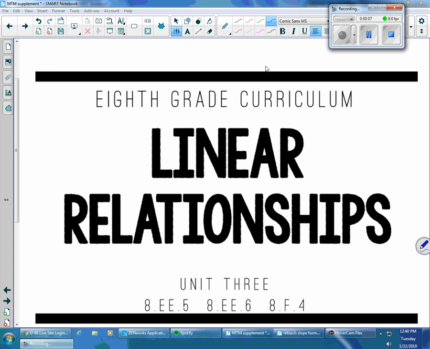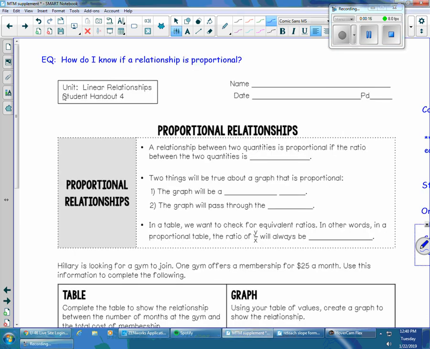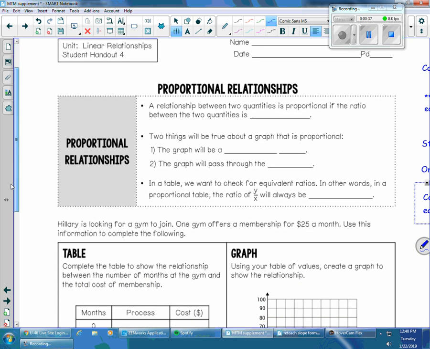This is a video on proportional relationships, so I would like you to get your supplemental packet that has this on the front cover and turn to the page that in the top left-hand corner says Linear Relationships Student Handout 4, and then we have this title here of Proportional Relationships. I'd like you to add the essential question at the top: how do I know if a relationship is proportional? And then we're going to do some fill-in-the-blank notes, a couple of examples together, and I will be explaining what it means to have a proportional relationship.